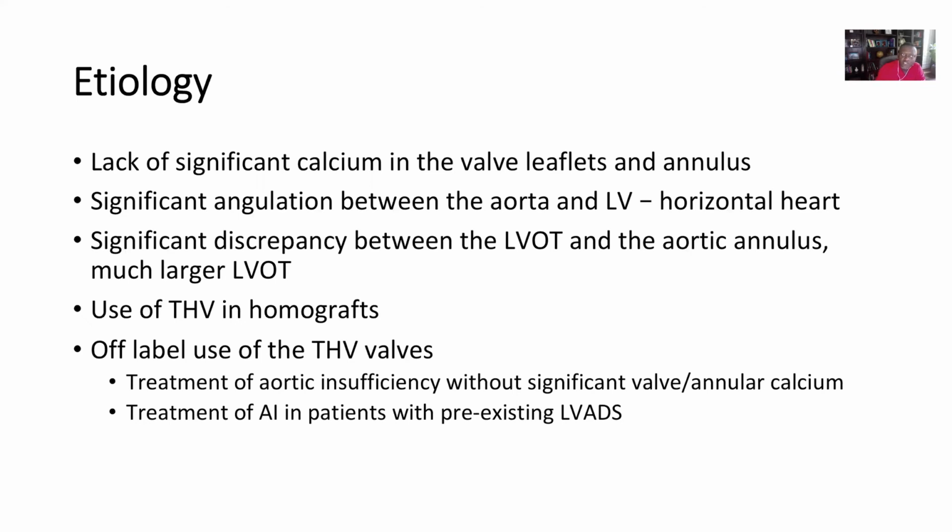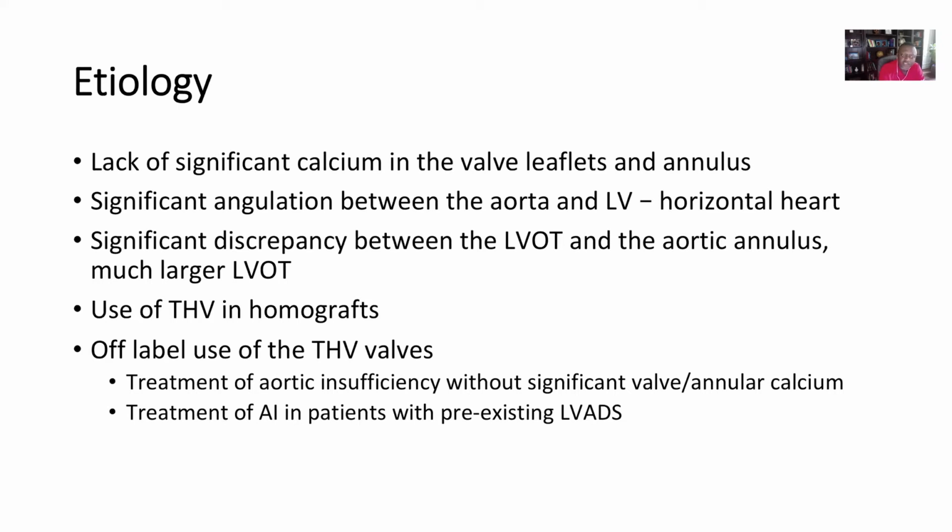The etiology of valve malposition could be several. It could be lack of significant calcium in the valve leaflets and annulus. It could be because of significant angulation between the aorta and the LV, for example in patients with a horizontal heart, especially when you're using a large self-expanding prosthesis. There could be a significant discrepancy between the LVOT and the aortic annulus in terms of diameters or dimensions. In situations where you have a much larger LVOT, the valve could slip ventricular as the LVOT flares out.